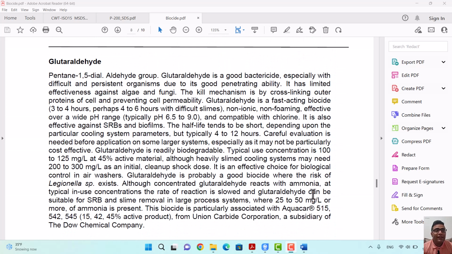Then we have the next non-oxidizing biocide, glutaraldehyde, a pentane 1,5-dial aldehyde group. Glutaraldehyde is a good bactericide, especially with difficult and persistent organisms due to its good penetrating ability. It has limited effectiveness against algae and fungi. The kill mechanism is by cross-linking outer proteins of the cell and preventing cell permeability.